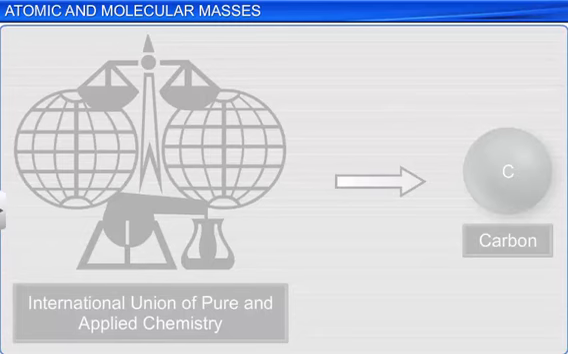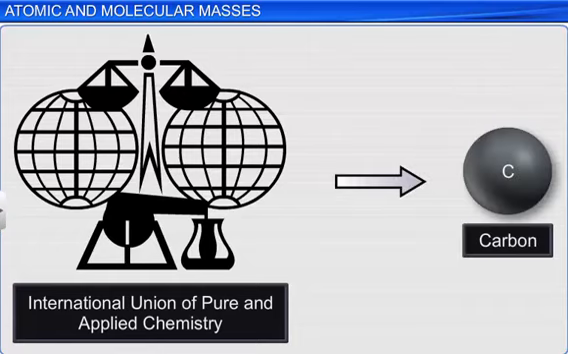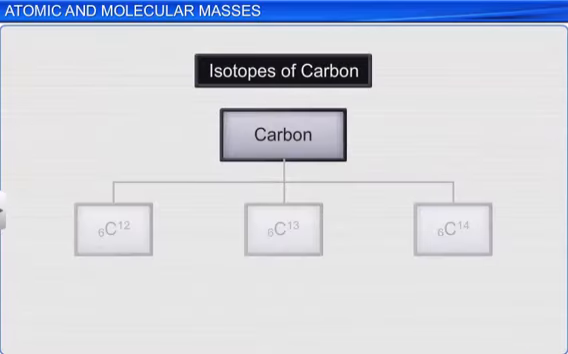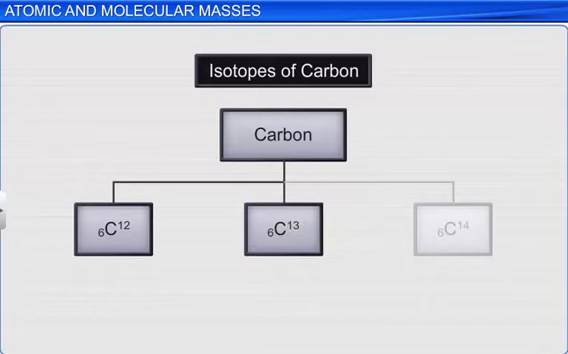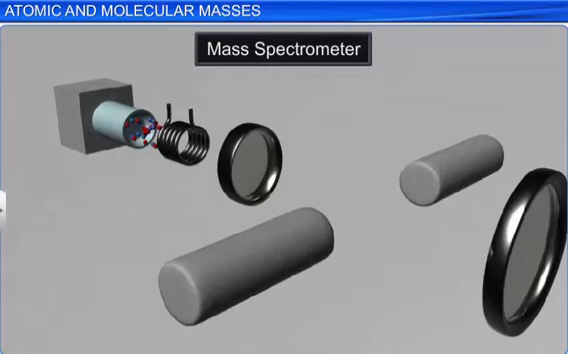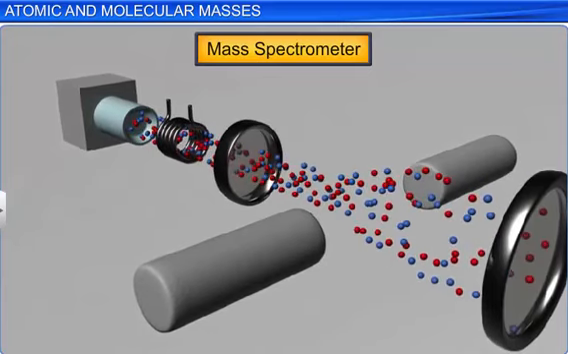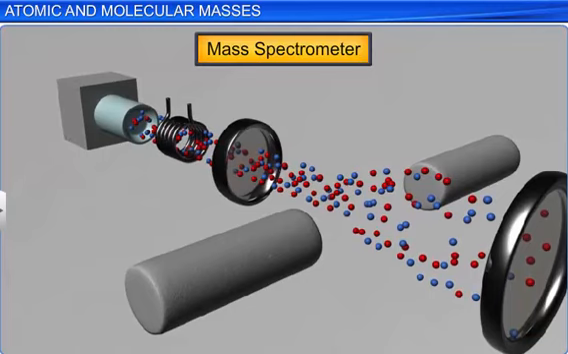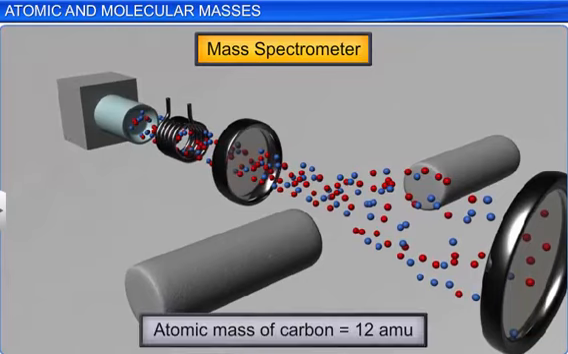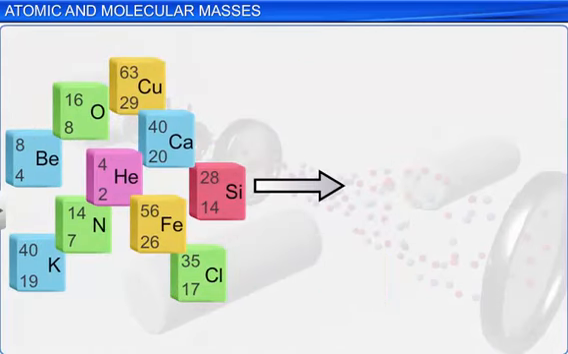In 1961, scientists met at the International Union of Pure and Applied Chemistry and decided to use carbon as the standard base. Carbon has 3 isotopes, C12, C13 and C14. Since C12 was found to be the most abundant, it was taken as the standard scale. By that time, due to the advancement of technology, scientists started using a mass spectrometer to calculate the accurate atomic mass of elements. The atomic mass of carbon was determined using a spectrometer and was found to be 12 atomic mass unit, AMU. All other atoms were assigned a mass relative to the atomic mass unit of carbon.